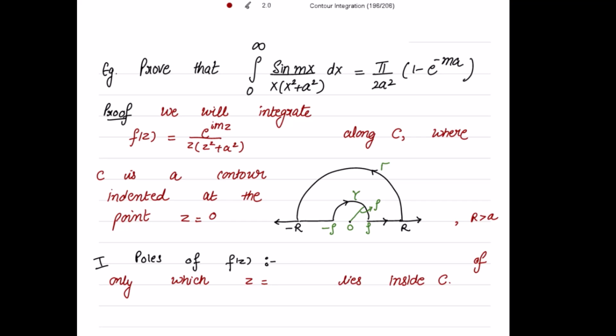When we take denominator equal to 0, the poles are given by z equal to 0 and plus minus a iota, of which a iota lies inside C. Just wait. The poles are z equal to 0 and plus minus a iota, of which only z equal to a iota lies inside C. Okay, so now the next step is we have to find the residue at this pole.